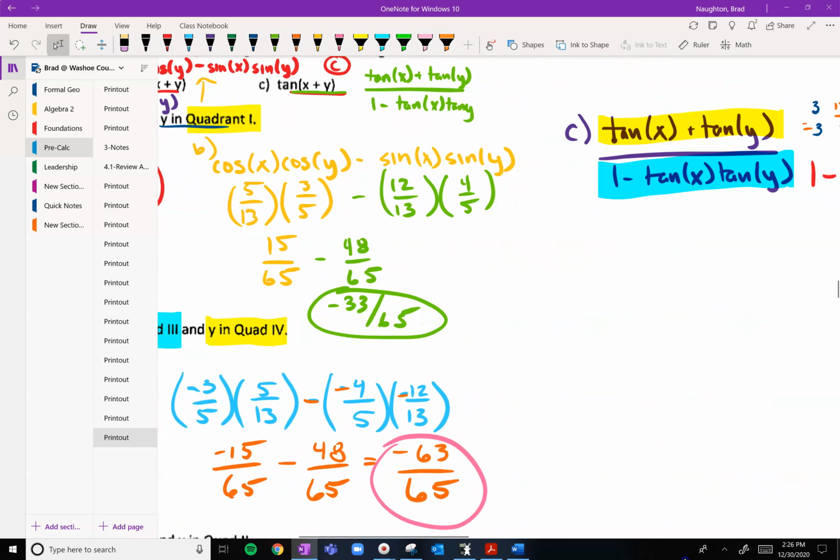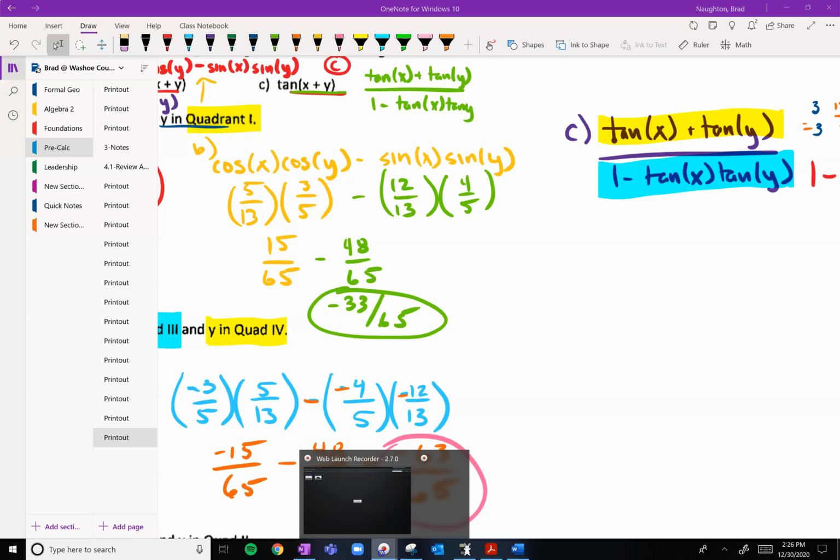Alrighty. So, ladies and gentlemen, boys and girls, we have our tangents. Sorry for the pause there. I wanted to make sure I was still recording. Alrighty. So now we're on our tangent rule. So I'll zoom out so we can make sure we can see our tangents up there.